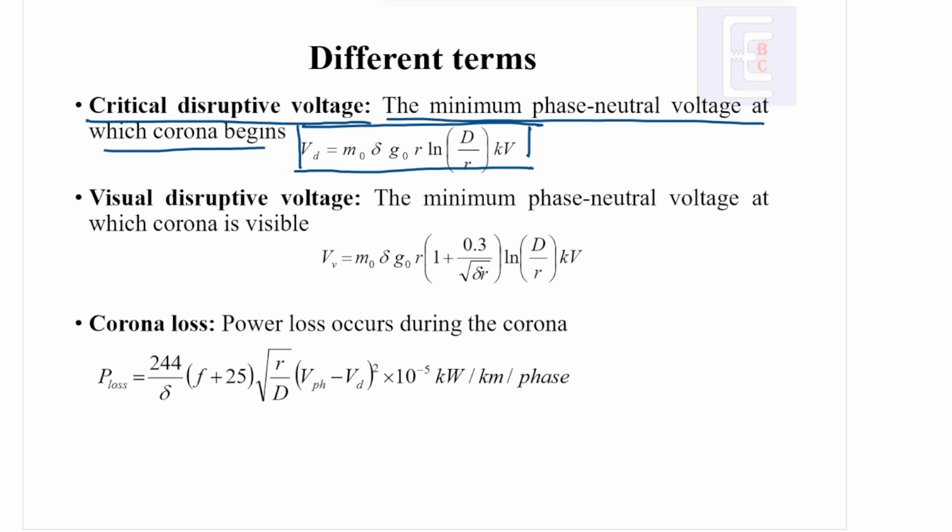That means the minimum phase to neutral voltage required to liberate one electron from the metal surface. That is the beginning of the corona. So that voltage is called critical disruptive voltage. Mathematically it is given by Vd, which is critical disruptive voltage, equal to M0 delta G0 R into ln d by R. So what are these terms?